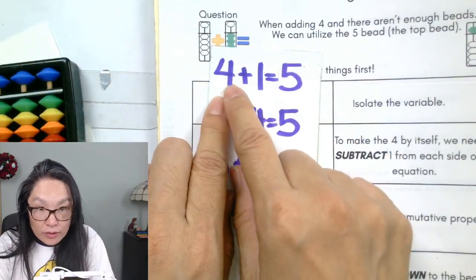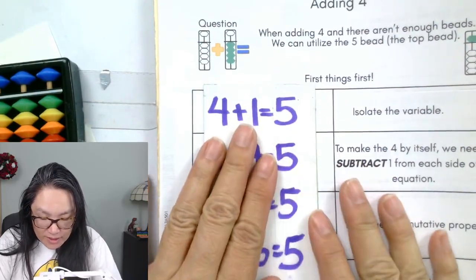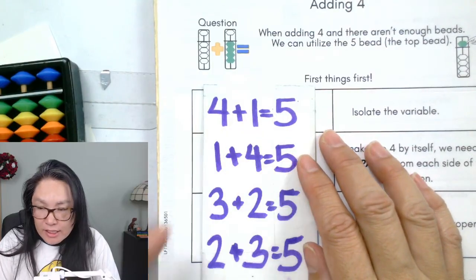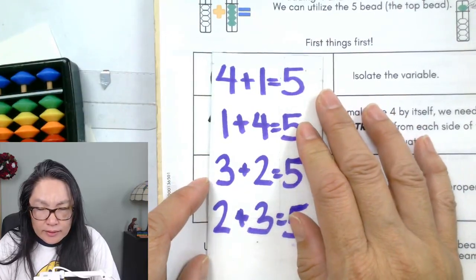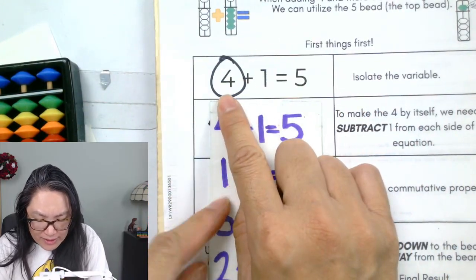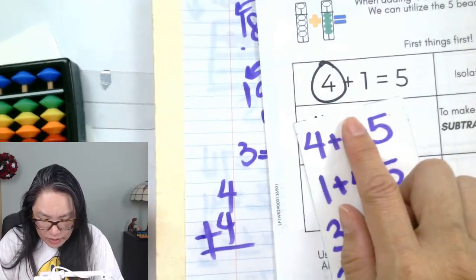What we're doing is 4 plus 1 is equal to 5. So what does that mean? Well, this is the, what do you call it? This is the addition sentence, addition expression, I guess what you call it. So what we're going to do is we're going to isolate this variable. Why are we going to do that? Because what we want to do is add a 4. Why are we trying to add the 4?